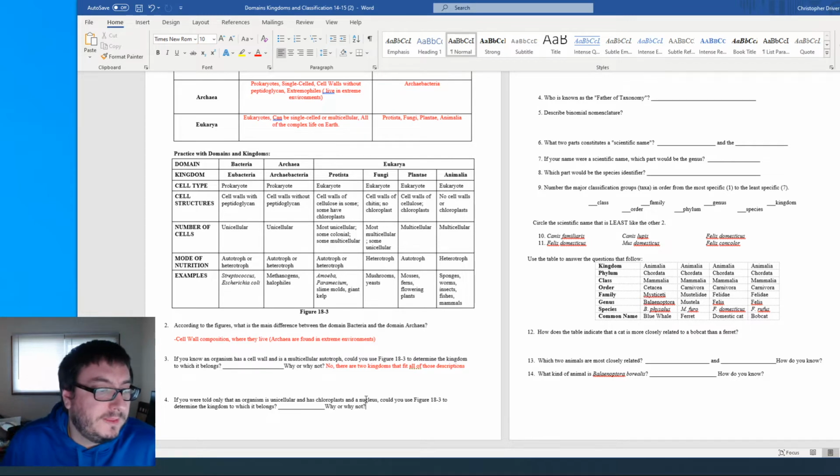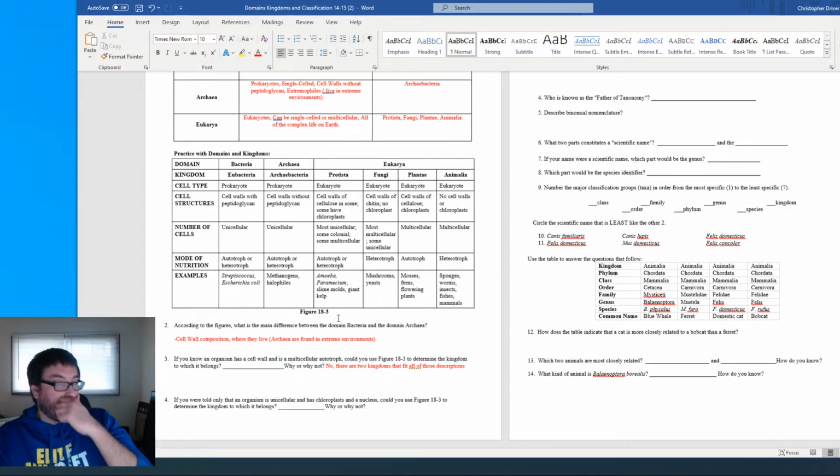So, number 4. If you're told only that an organism is unicellular and has chloroplasts and a nucleus, could you use figure 18-3 to determine the kingdom to which it belongs? Why or why not? Unicellular, has chloroplast and a nucleus. I would say, yes, you could.